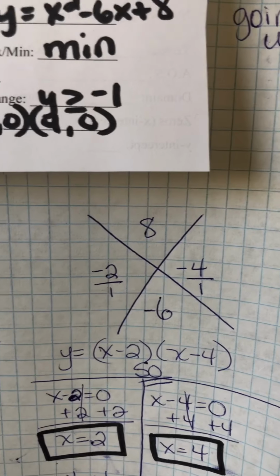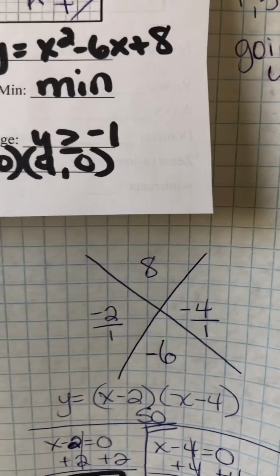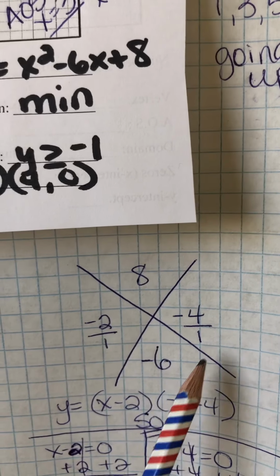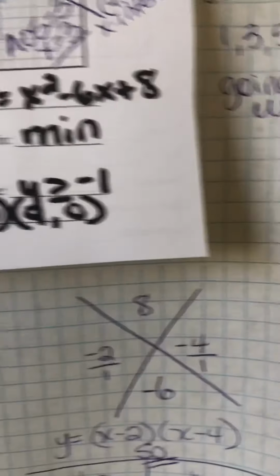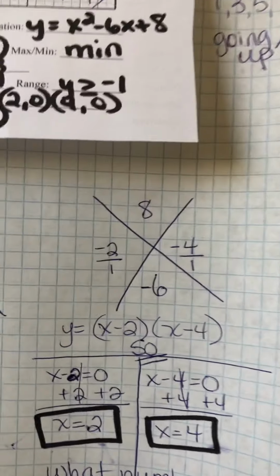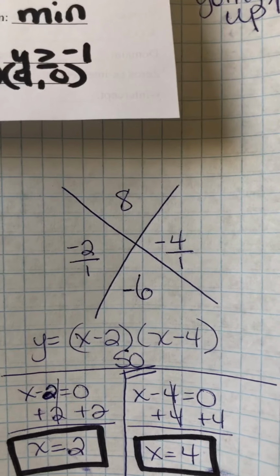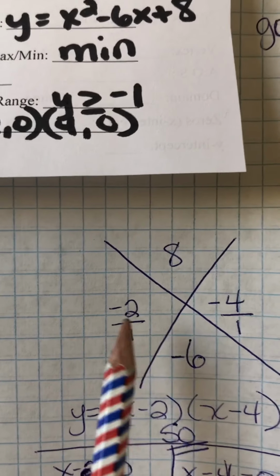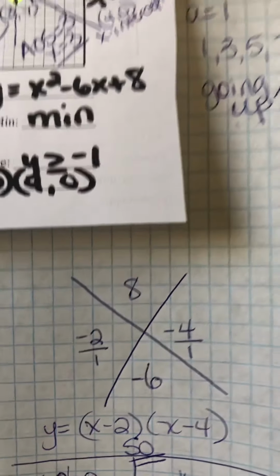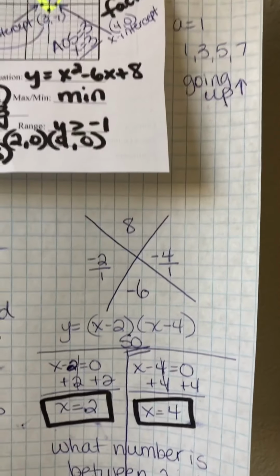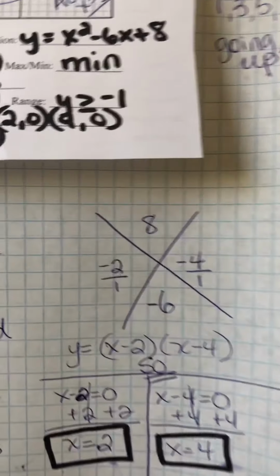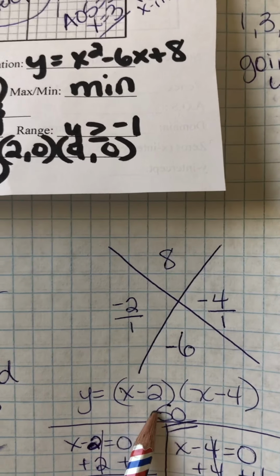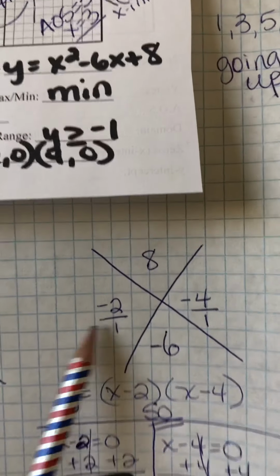Okay, so now we have to figure out what added together equals negative 6, but multiplied together gives factors of 8. So let's see. Well, negative 2 and negative 4 work. Negative 2 plus negative 4 is negative 6. Negative 2 times negative 4 is positive 8. Okay, so now we can write y equals x minus 2 times x minus 4.